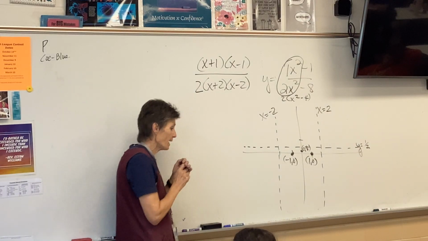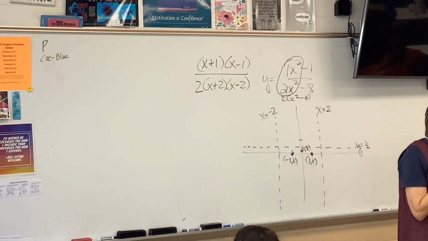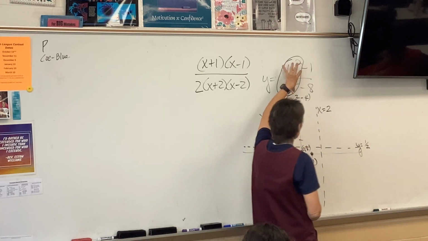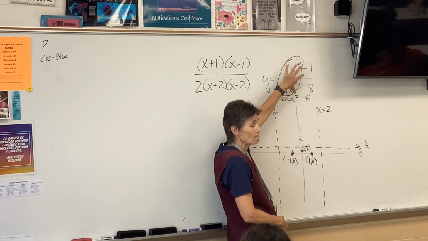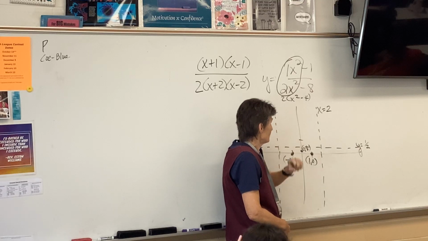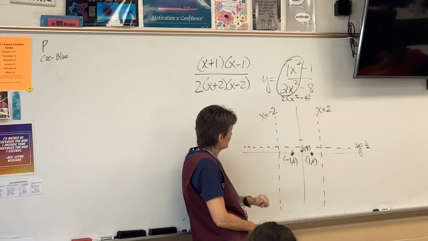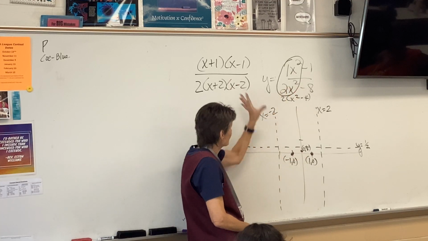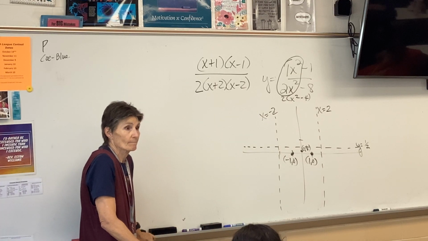So one more time. Vertical asymptotes come from the denominator. Horizontal asymptotes come from comparing the highest powers of your variable. So 1x squared over 2x squared. X-intercepts come from the numerator. And the y-intercept comes from plugging in 0 for all of your x's. Okay?